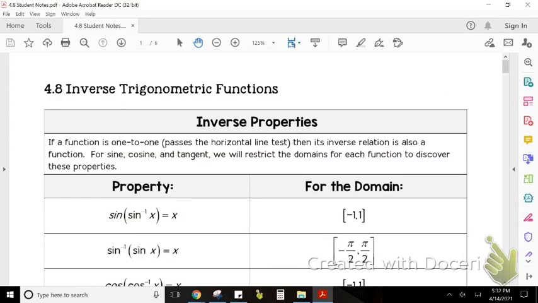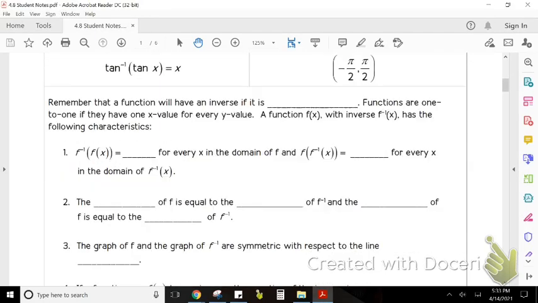Alright, so then here it talks about some of the properties and some of the domains for it, but we're going to talk more about that later. So I'm going to skip over that for now. And so let's look down here.